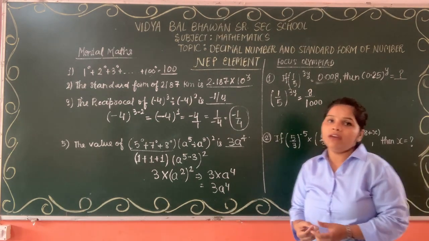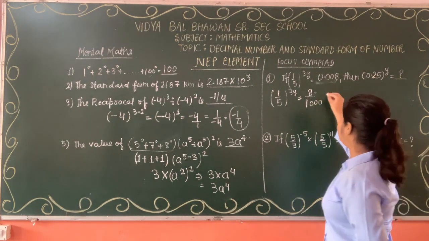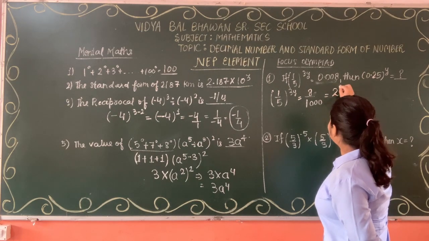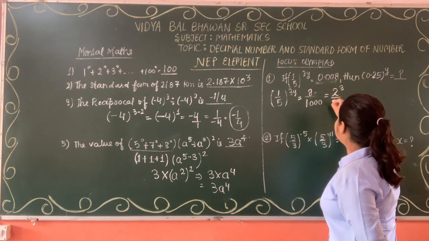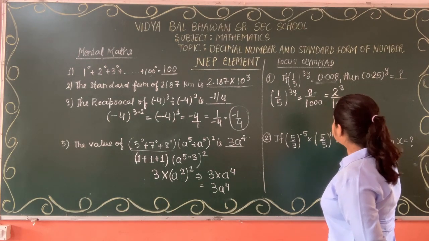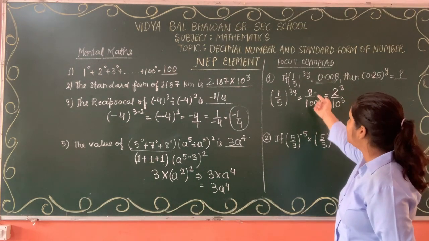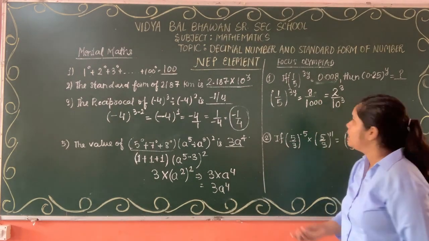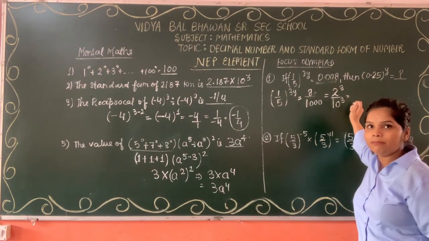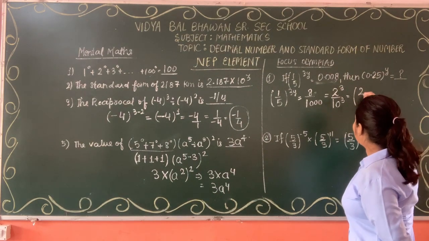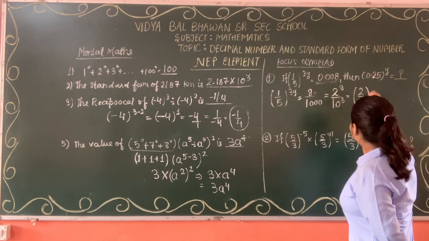Now, as we have done so much of questions, we know that this 8 can be represented as 2 raised to the power 3 in exponential form. And this 1000 can be represented as 10 raised to the power 3 in exponential form. If you don't know how to do that, you can do the factorization. But it's very clear. Now, bases are different but powers are same. This power can be written once outside the bracket like this one.